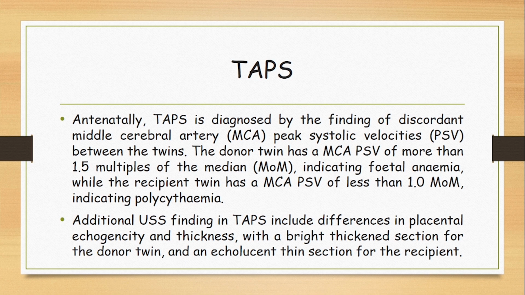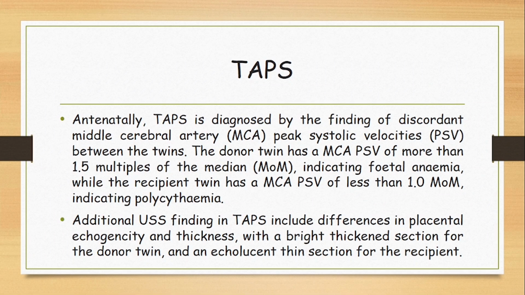Antenatally, TAPS is diagnosed by the finding of discordant middle cerebral artery values. This is the most non-invasive procedure you can do, using high resolution ultrasound to measure the middle cerebral artery peak systolic velocities. Mid cerebral artery peak systolic velocity is a non-invasive way of making a diagnosis of twin anemia polycythemia sequence.